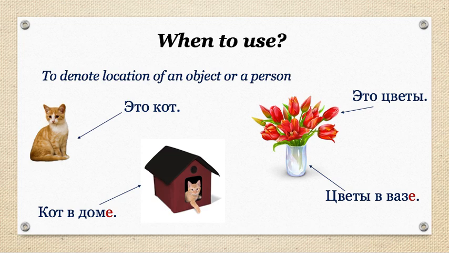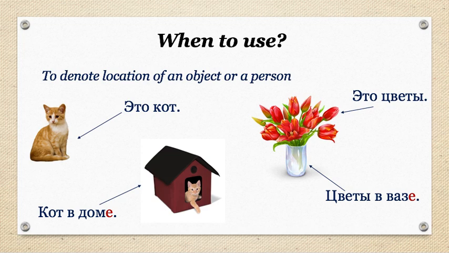Or another example, это цветы. Цветы в вазе. You see the ending "-е", you know what role this noun plays in the sentence: location or place of the object.